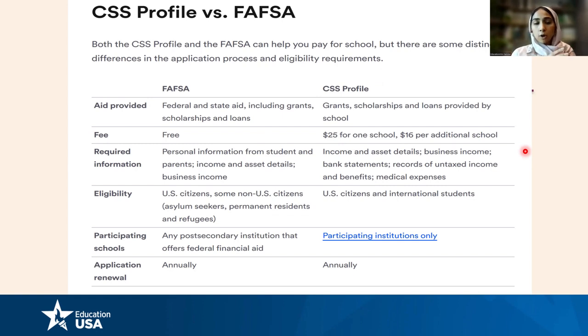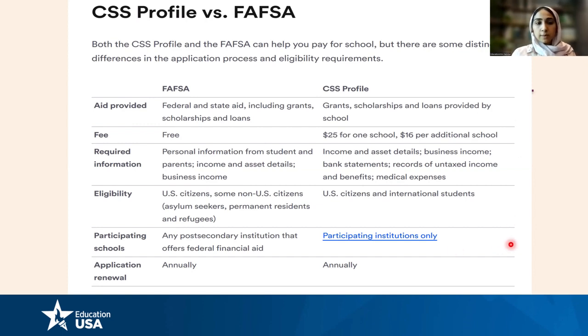The information that is required for the FAFSA and the CSS profile is very much similar. Both of them require almost the same kind of information, such as personal information about the student and the parents, your business income, your medical expenses, tax documents, etc. The difference is that with FAFSA, when you have to put in your parents' information, it gets a little bit complicated, as you have to make your parents' account separately, you have to invite them, all of that. So that is one of the differences between them.